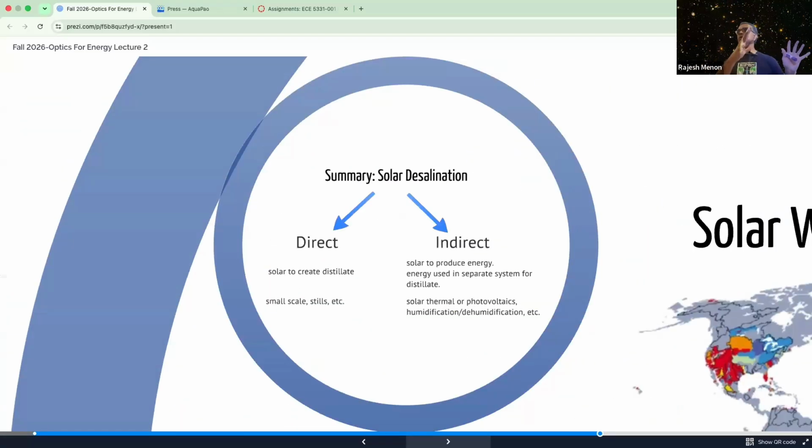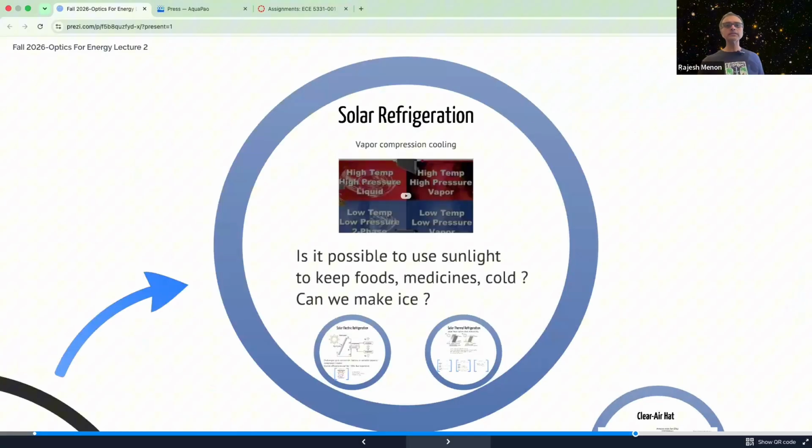So if we were to summarize what we talked about in desalination, we really have two approaches. One is a direct approach. We use sunlight to create the distillate. We can have stills and all that stuff. Or you can have an indirect approach where you convert the sunlight to electricity and then use electricity to create water. It's pretty straightforward. You can also think about thermal approaches as well. We didn't talk about it. It's an option as well. But let's keep going.